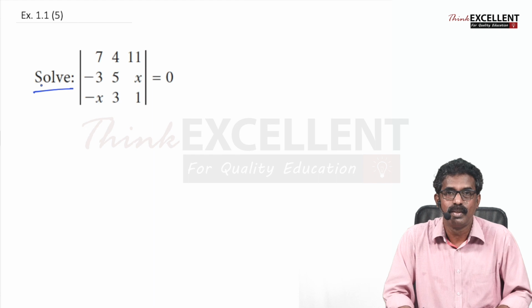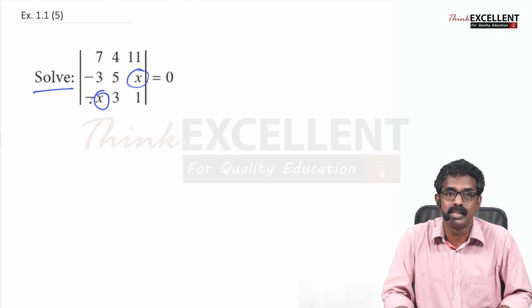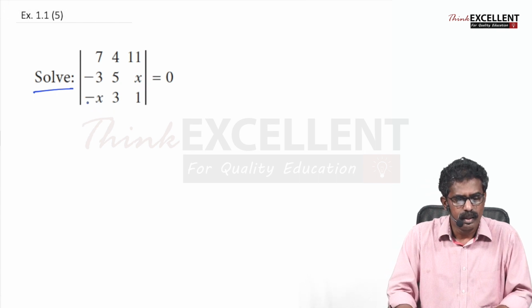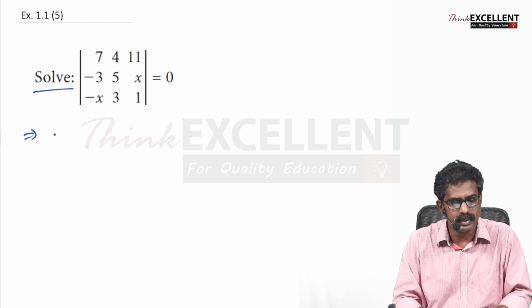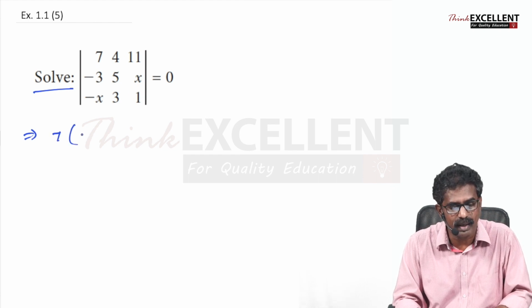Again, solve. We have to find the unknown. What's unknown here? X. You can see X in two places. So here you have to find the X value. Just expand it, that's all. Take the first number, 7 into, leave the row and column, so 5 into 1, 5 minus 3x.